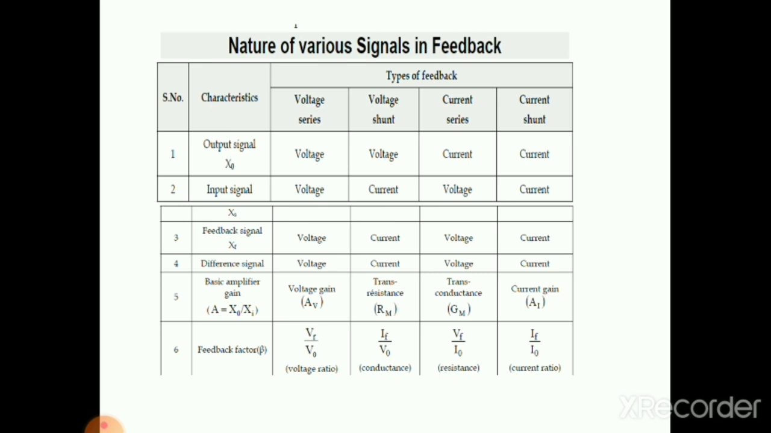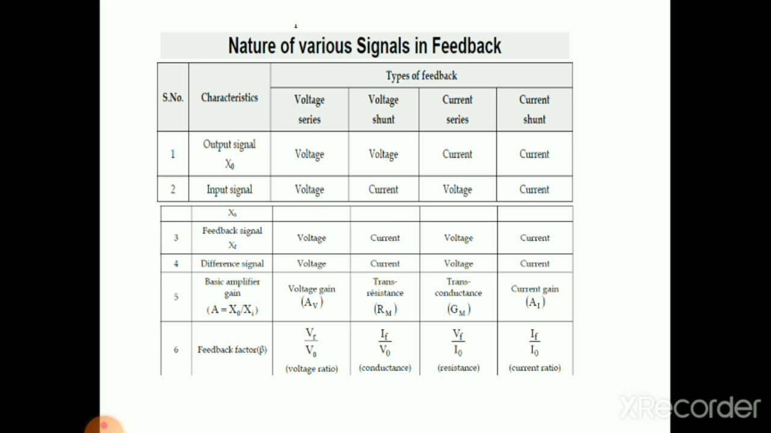For the current shunt, output is current, input is current, so current by current, we will get current gain. Now the feedback factor, beta, is feedback signal by output signal. We get first voltage series. What is the feedback signal voltage by output signal voltage? So Vf by V0, we get voltage ratio.